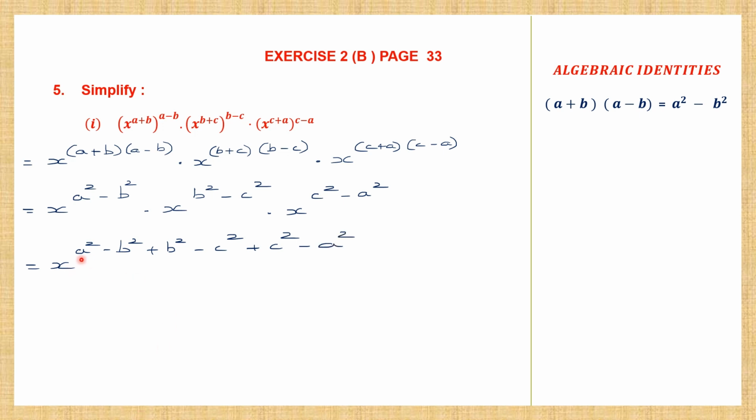Let's look for the like terms. Here we have a square and minus a square. a square minus a square is 0, so this and this will get cancelled. Now let's look at the b. Minus b square plus b square will get cancelled. One is minus, one plus, so they get cancelled. Here it is minus c square plus c square. They also get cancelled. So what do we have left? It's all 0, isn't it? So x raised to the power of 0. And we have also learned anything raised to the power of 0 is equal to 1. So what is our answer here? Our answer here is 1. This is our final answer.